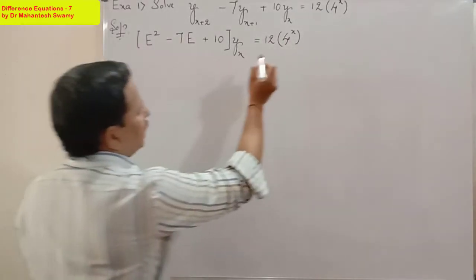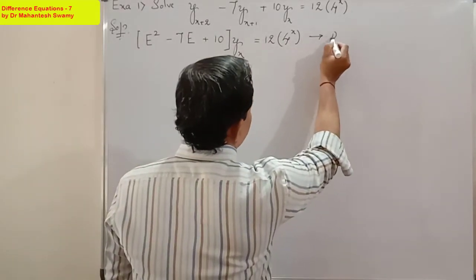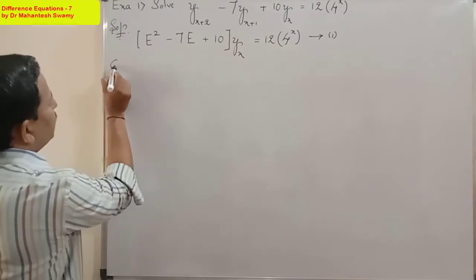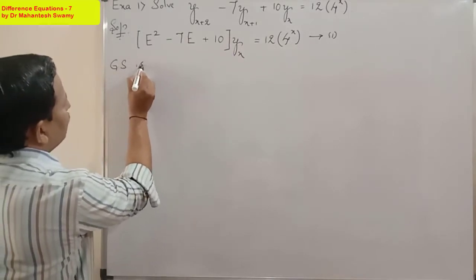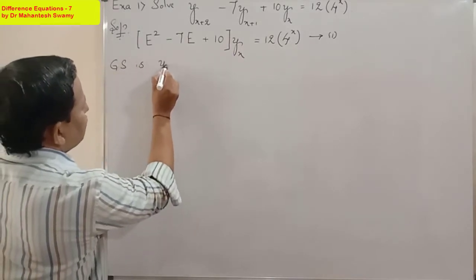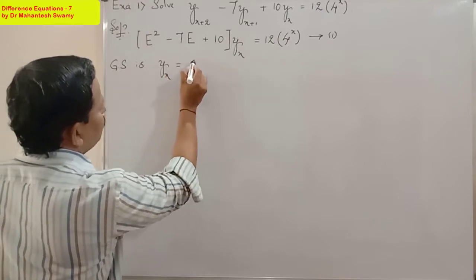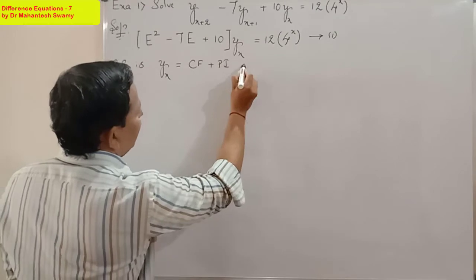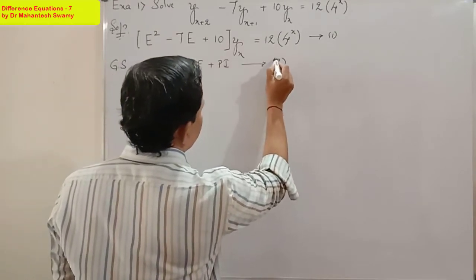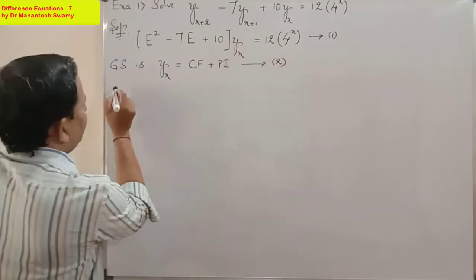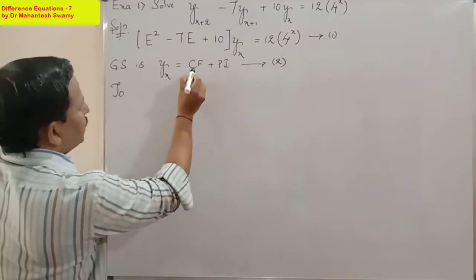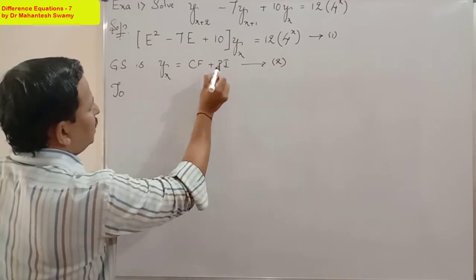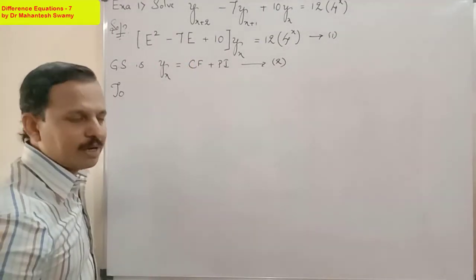So let us call it as equation number 1. Its general solution is y(x), which is the unknown, equals the complementary function plus the particular integral. Call it equation number 2. Now how to find the complementary function? There are two jobs. The first job is to find the complementary function, the second job is to find the particular integral.